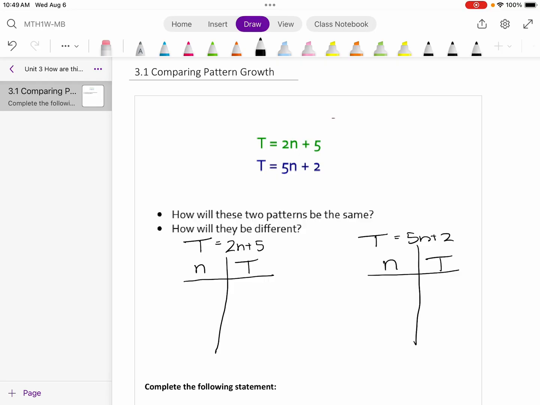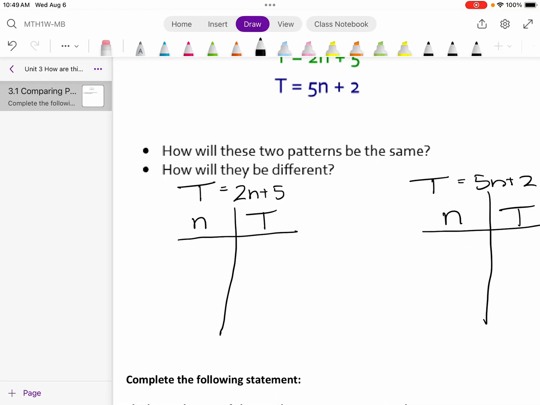Okay, so if I am creating this table, for position 0 for this first one, to figure out what that position 0 is, I'm going to take 2 times 0 and add 5. So 2 times 0 is 0, and if I add 5, that gives me 5 for my first position. And then if I wanted to find position 1, there are different ways I could go about it. I'm going to go 2 times 1 plus 5. 2 times 1 is 2, and then I add 5, and that gives me 7. Okay, so I'm going to write 7 here.